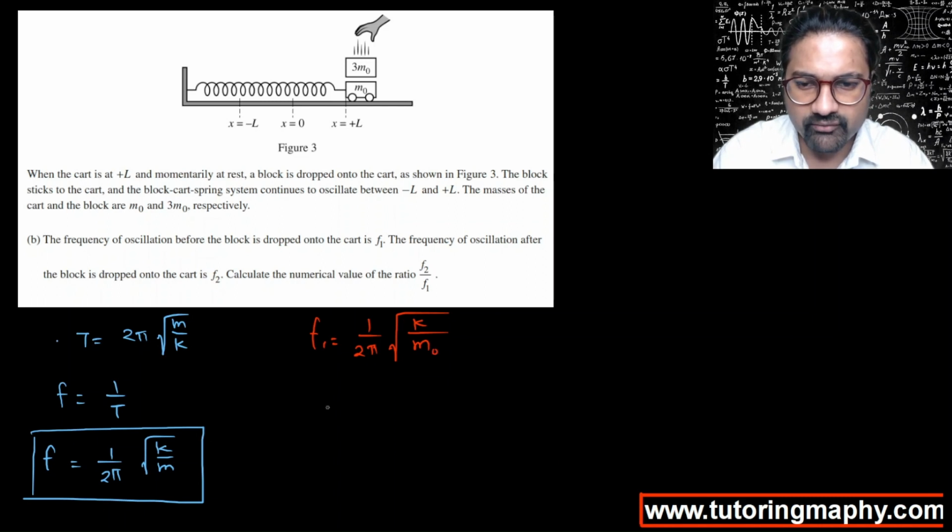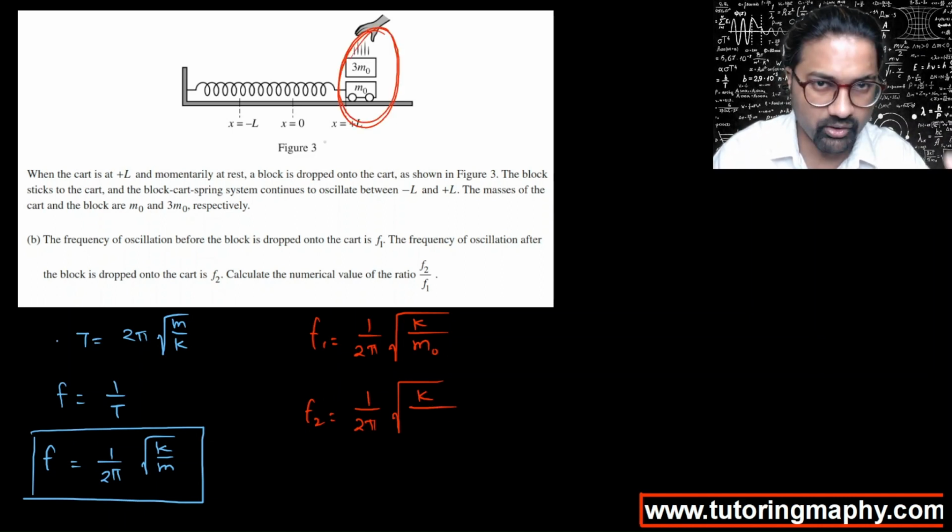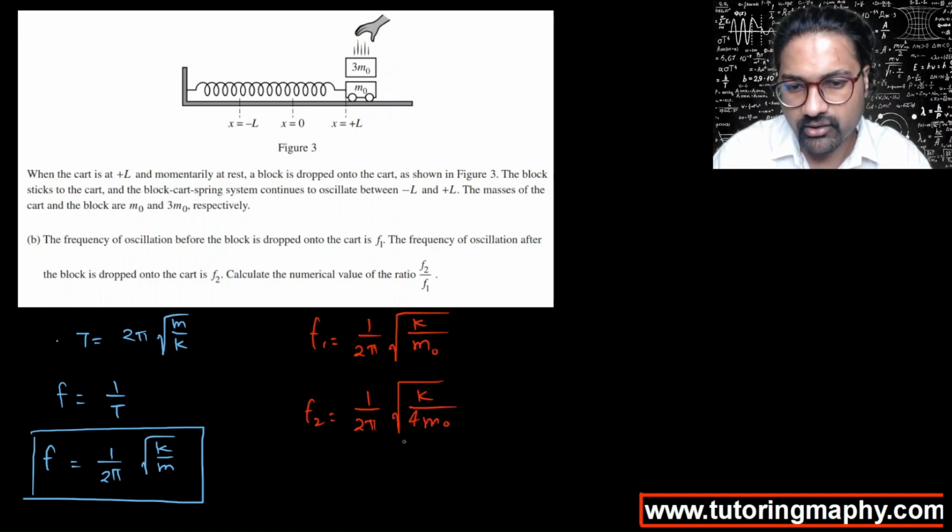And what is the value of F2? So in F2, nothing changes except the mass, because the total mass which is oscillating now is 4m naught. So the F2 will now become 1 over 2 pi root of K over 4m naught, not 3m naught, because the total mass will obviously be 4m naught.